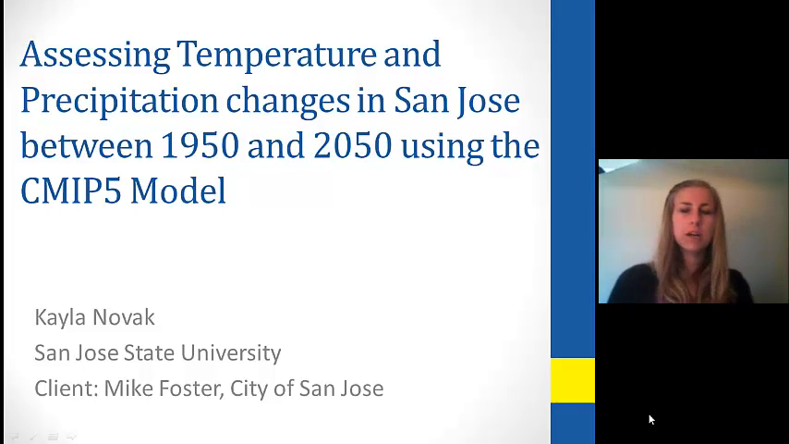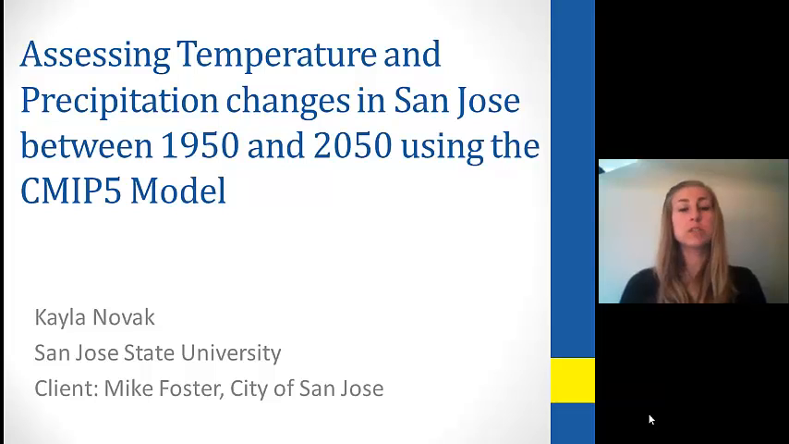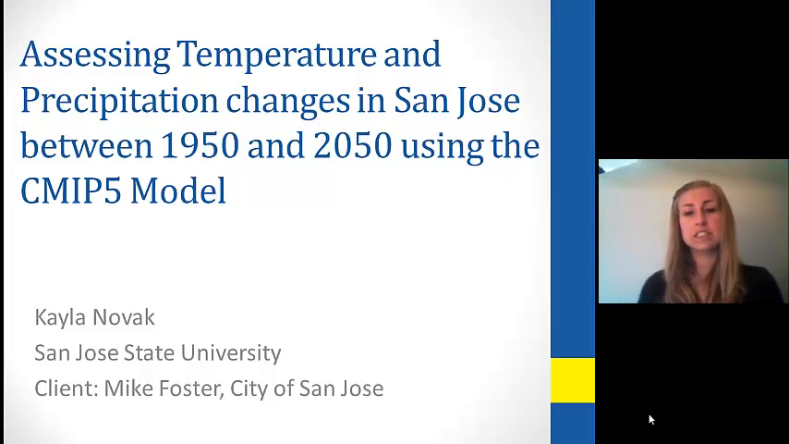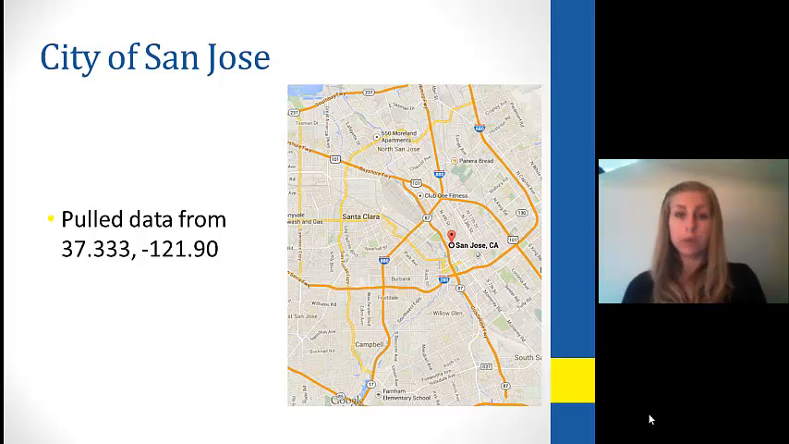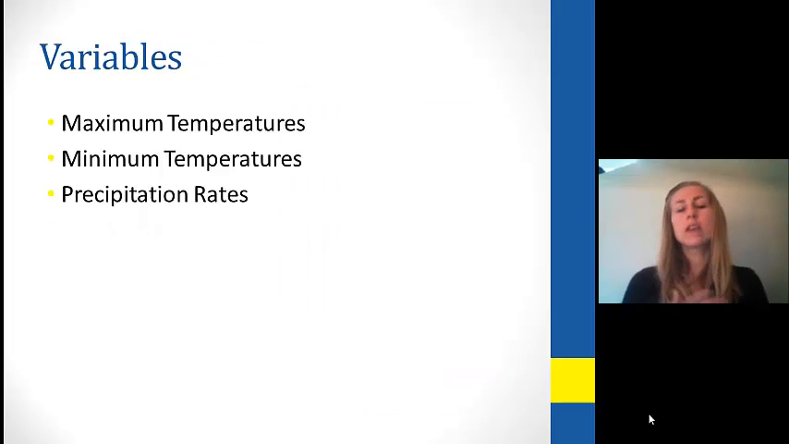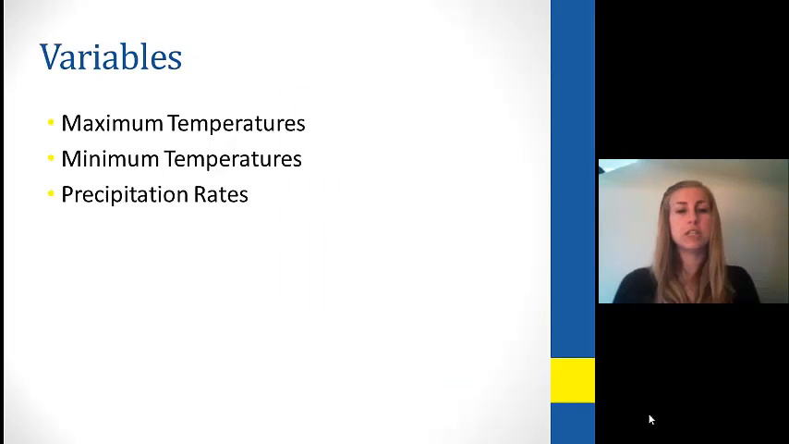So this semester I worked with Mike Foster at the City of San Jose to assess the temperature and precipitation changes in San Jose between 1950 and 2050 using the CMIP5 model. And because we were just looking at the City of San Jose, I only pulled latitude 37.33 and longitude negative 121.9. And I pulled variables maximum and minimum temperatures and precipitation rates.